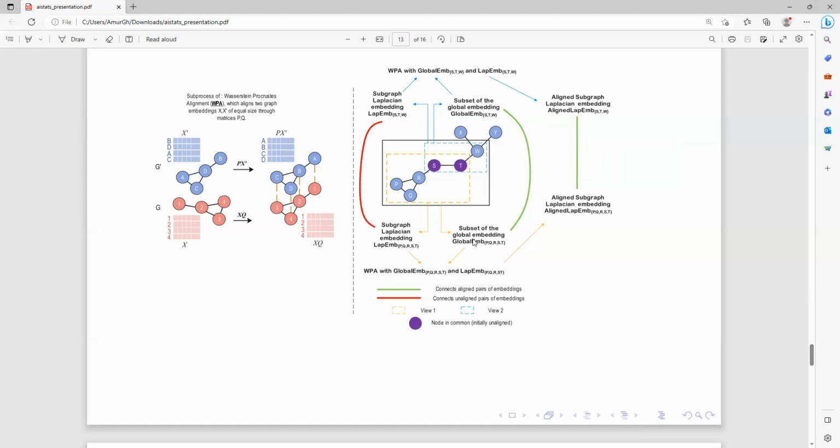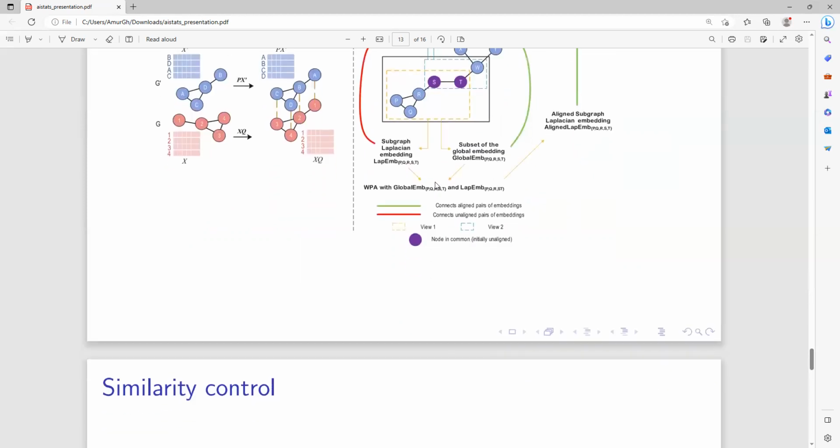You might think the global embedding might be very expensive to compute, but compared to the training cost, it's actually quite low because of the advances in scalability that we've made in the field of global embeddings.